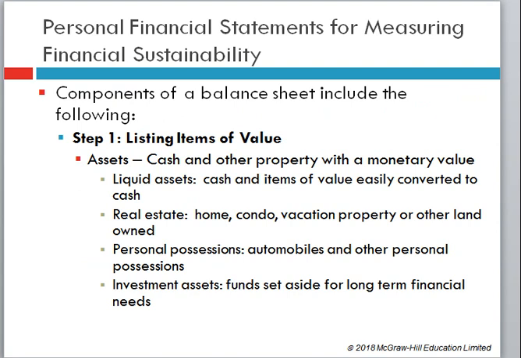So the balance sheet has the following components. You list the amount of items of value. Whatever you owe, you have to calculate it and note it down. So assets: cash and other properties with monetary values. They can be liquid assets, cash and items of value easily convertible into cash. So liquidity is assets that are in cash. Whatever amount of cash you have physically, whatever amount of cash you have in your current accounts and savings account, as well as items that can be easily converted into cash, all those are considered liquid assets.